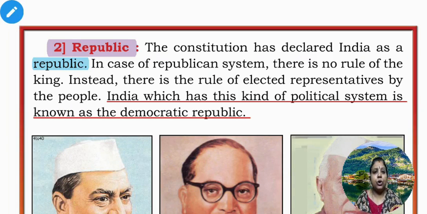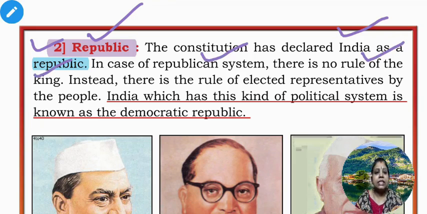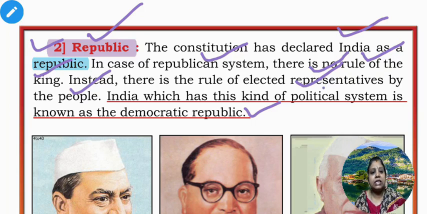The second point you have to know under salient features is republic. The Constitution has declared India as a republic. In a republican system, there is no rule of the king. Instead, there is the rule of representatives elected by the people. India, which has this kind of political system, is known as a democratic republic.